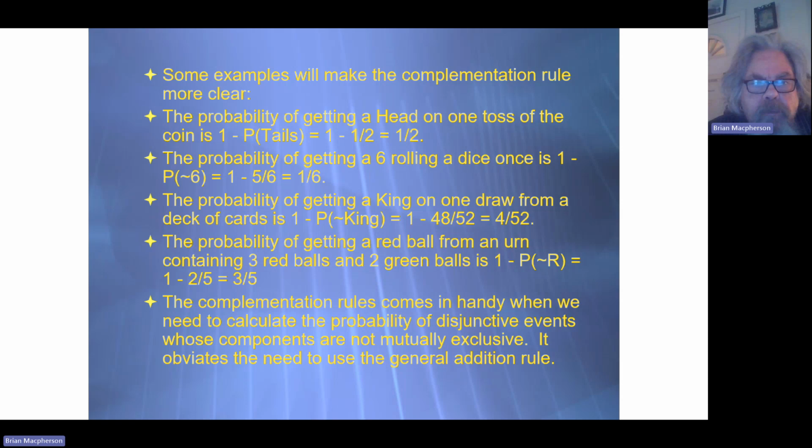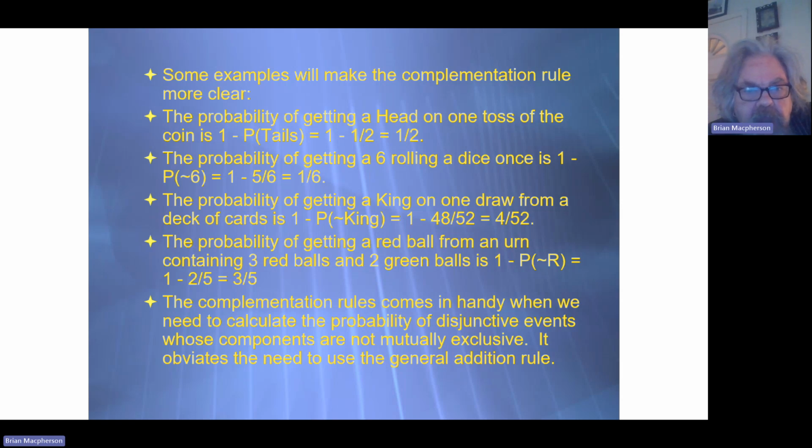The probability of getting a red ball from an urn containing 3 red balls and 2 green balls is 1 minus the probability of getting a non-red, that is a green, which is 1 minus 2 over 5 equals 3 over 5. So basically, the complementation rule sometimes makes calculations a little easier.